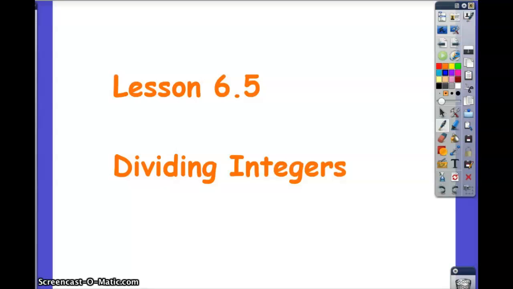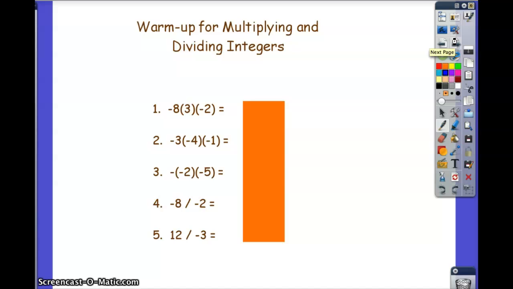This is lesson 6.5, dividing integers. Let's do a few examples to start with, some multiplication, some division. So make sure you can remember the rules for multiplication. If there's more than two numbers, remember you count the negatives. In this case there's 2, that's even, so your answer is positive.